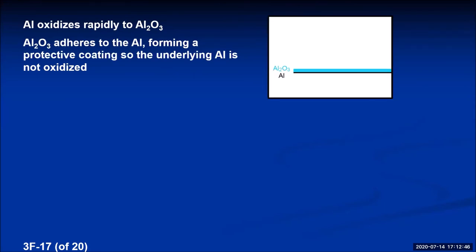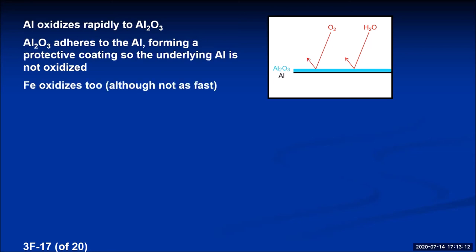So if you have an aluminum can, which is symbolized as black here, the aluminum on the surface will very quickly form a very thin coating of aluminum oxide. And now all the aluminum is underneath the aluminum oxide, so oxygen and water vapor can't get to it. The can actually protects itself. So even though aluminum would corrode faster than iron does, because the oxide forms a protective coating, it doesn't corrode away.